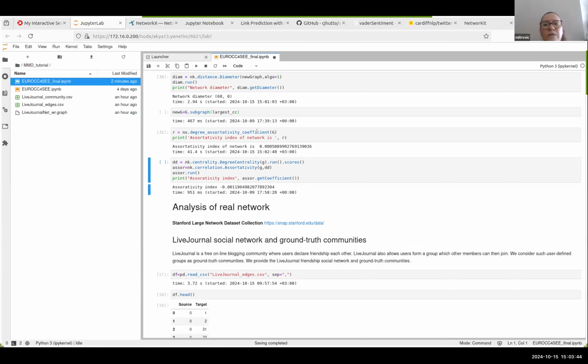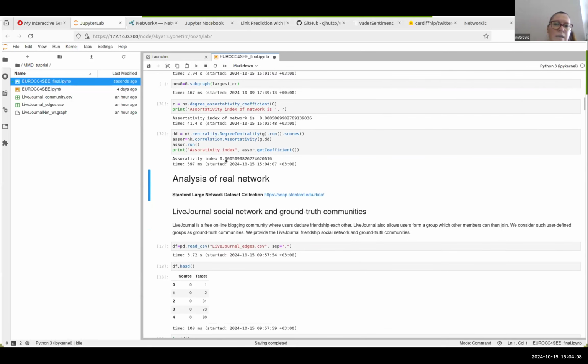In the case of social networks, we say that these networks are assortative. And in the case of biological networks, we say that these networks are disassortative. So basically, we look at the correlations between degrees of the node and the average degree of their neighbors. And I will show you later how we can calculate this. As you can see, again, NetworKit is much faster than NetworkX.